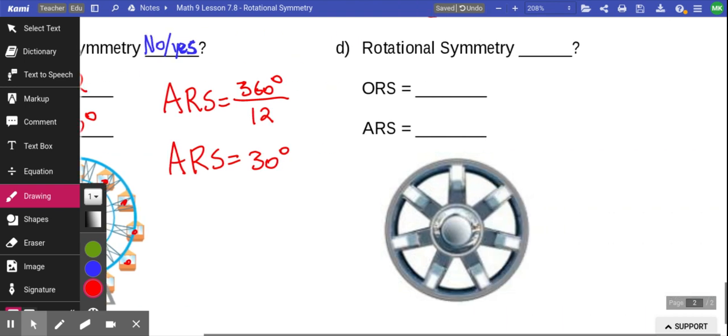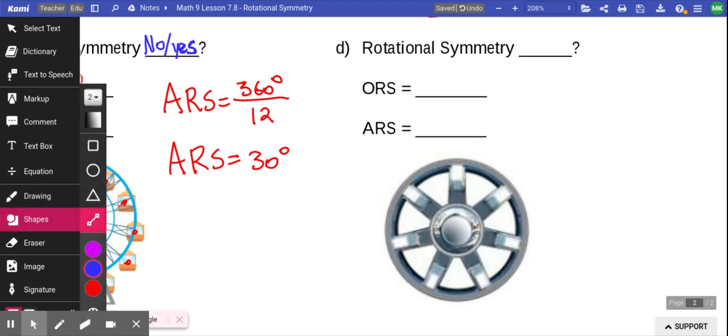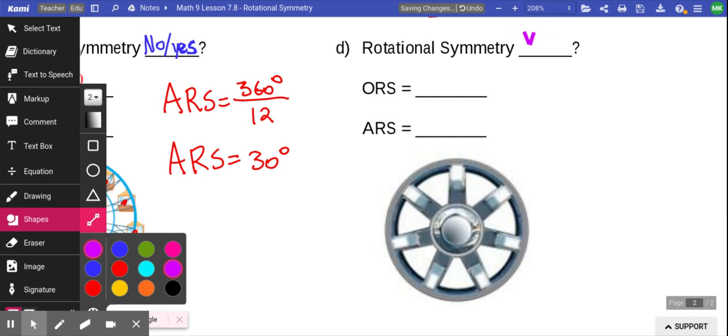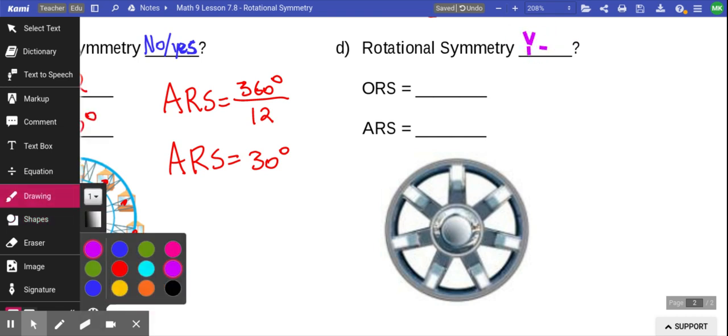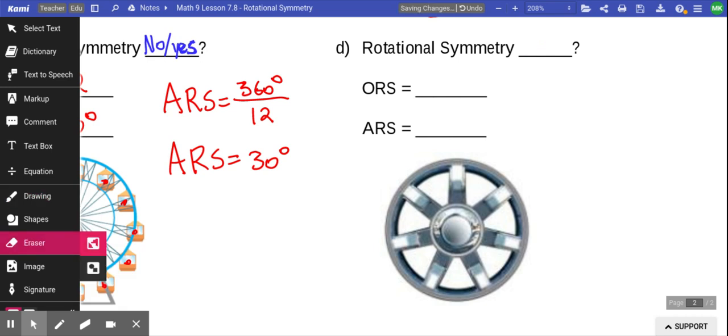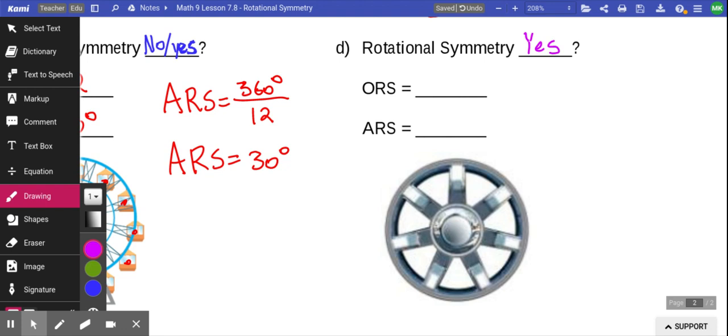Wonderful. Let's look at this tire. So if you look over here, does this thing have a rotational symmetry? I would say yes, it does. We'll try that again. I was trying to do it with shapes by accident, and then I just tried to keep going with it. Yes, it does have rotational symmetry.